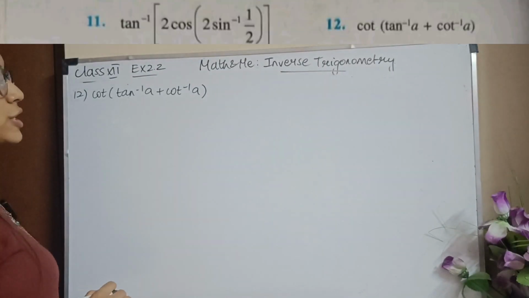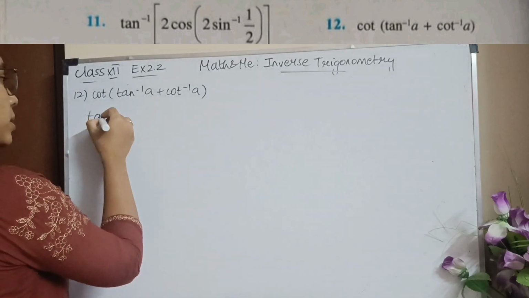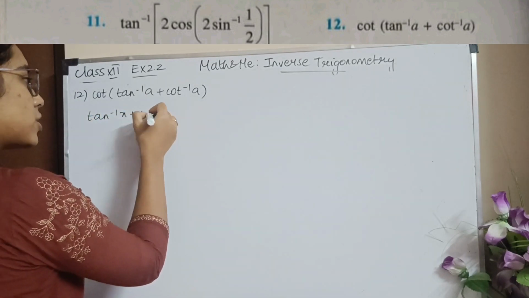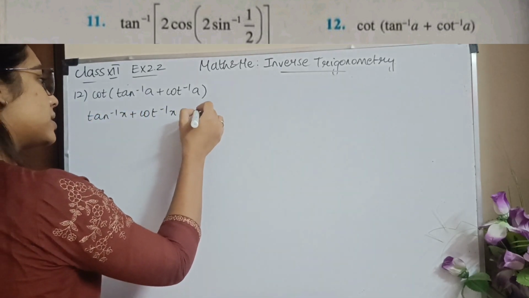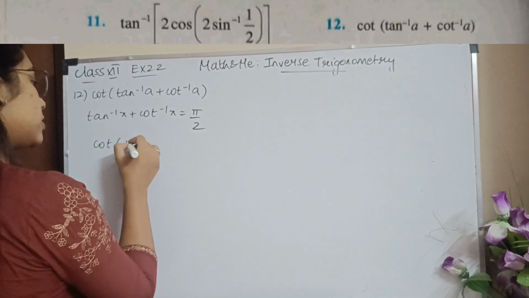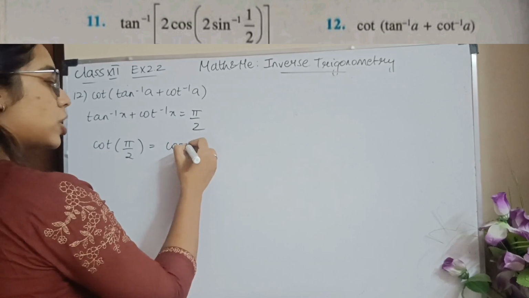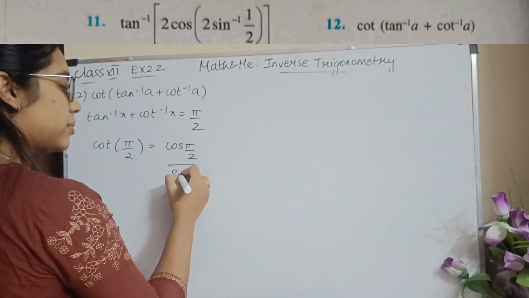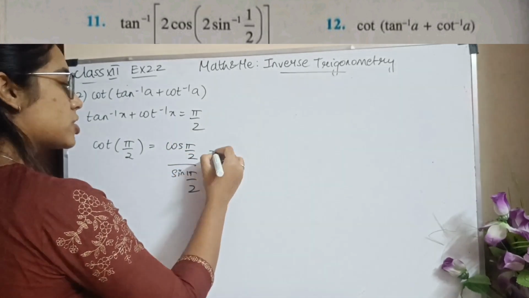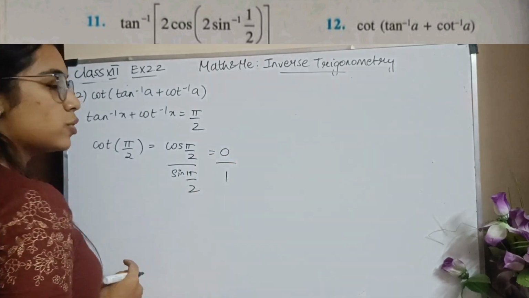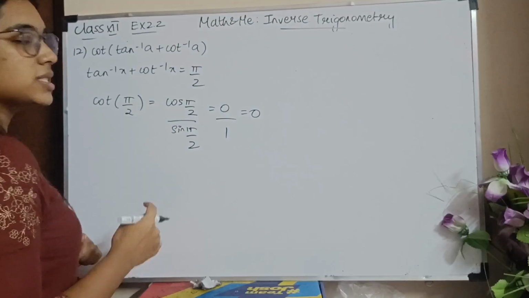Cot of tan inverse of a plus cot inverse of a. In the formula we learned, tan inverse of x plus cot inverse of x equals pi by 2. You remember this? So this is simply cot of pi divided by 2. What is cot of pi divided by 2? Cos pi by 2 divided by sin pi by 2. Correct? What is cos pi by 2? 0. Sin pi by 2 is 1. So I have 0 divided by 1, which is 0. Okay.